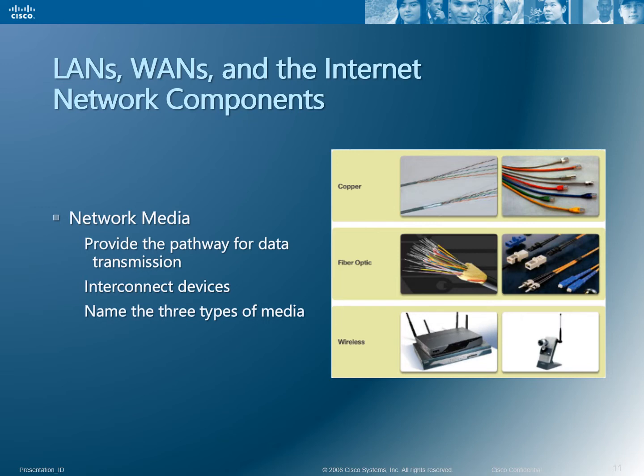The idea is that it conveys information from place to place. It provides the pathway for data transmission. It connects devices together and provides a predictable path on which they can transmit their contents. The different types of media have different qualities, different properties. So copper, for example, is very reliable.